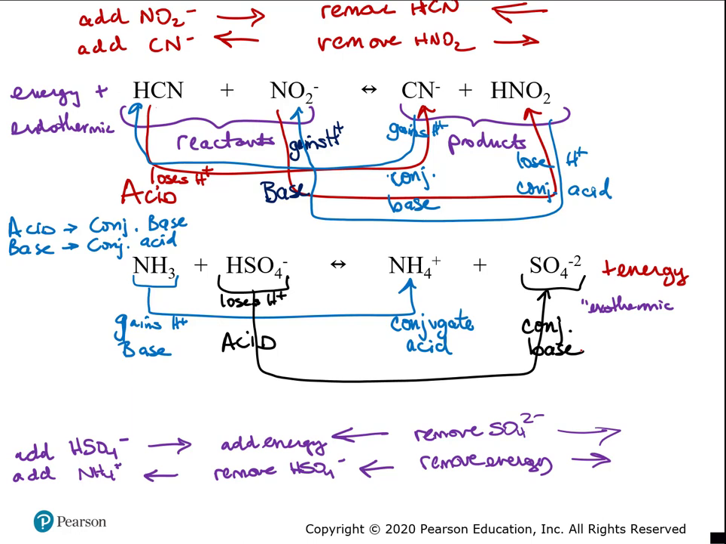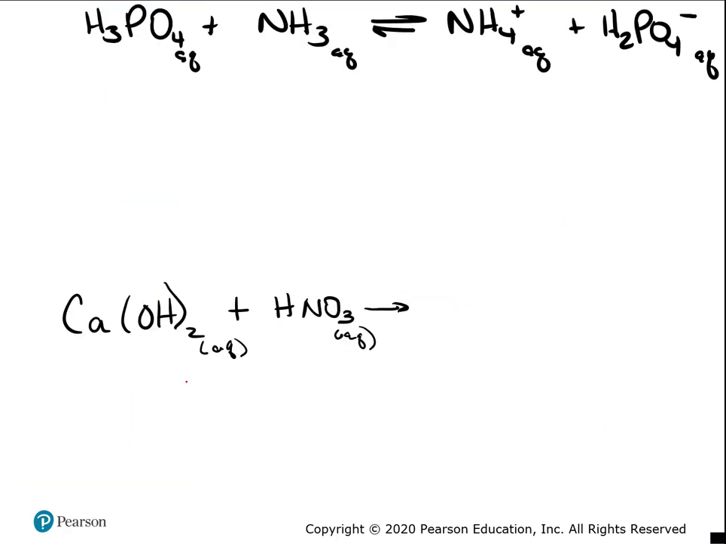So the conjugates are referring to what happens in the reverse. So the conjugate acid will lose its hydrogen ion if it does the reverse reaction. Because remember, this is equilibrium. So we have forward and reverse going on. So a couple more. If you see that double arrow, then you know it's an equilibrium reaction.